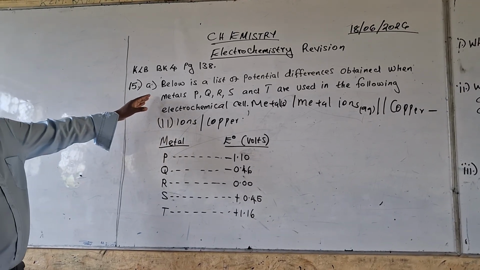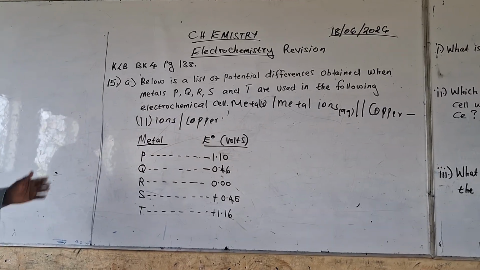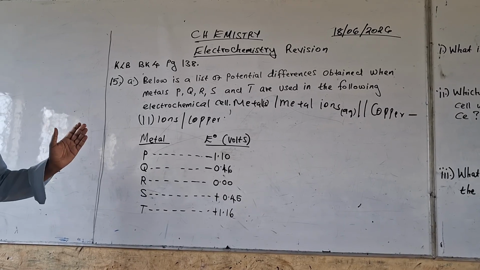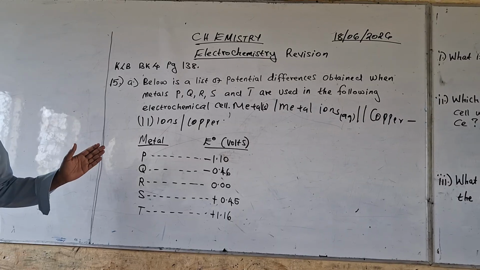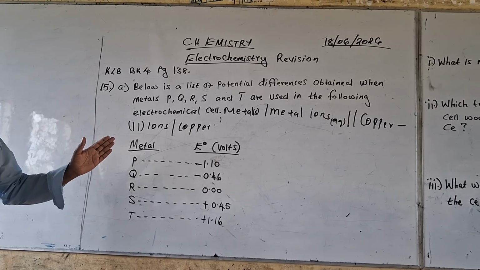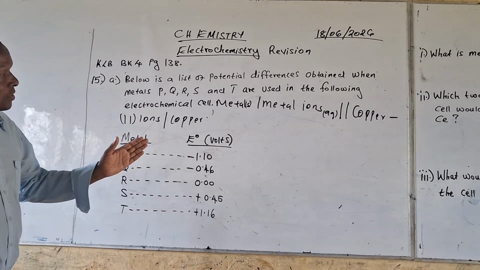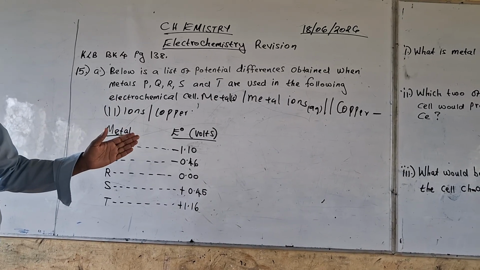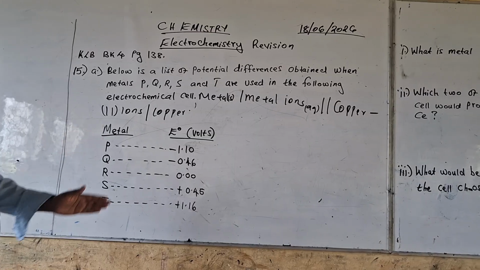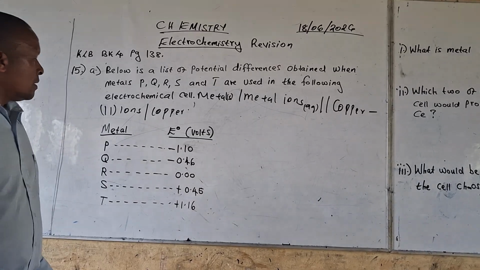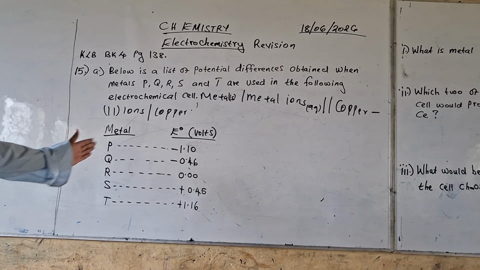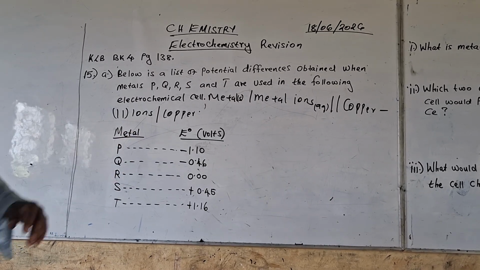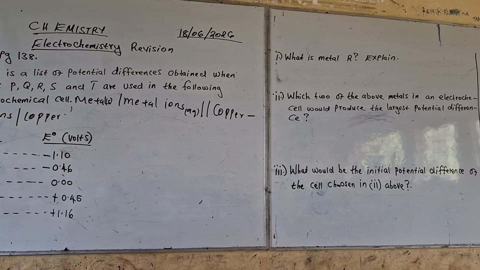It lists potential differences obtained when metals P, Q, R, S, and T are used in the following electrochemical cell. So you have the metal, stroke metal ions in the aqueous state, and then salt bridge, copper 2 ions stroke copper. Then we have the metal and the standard electrode potential. They are here. The first question is, what is metal R?